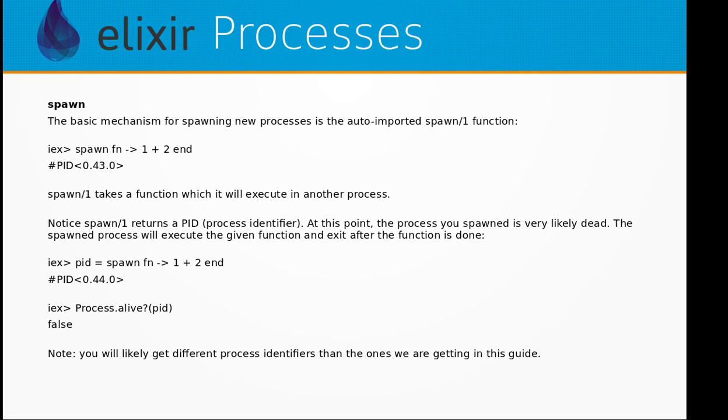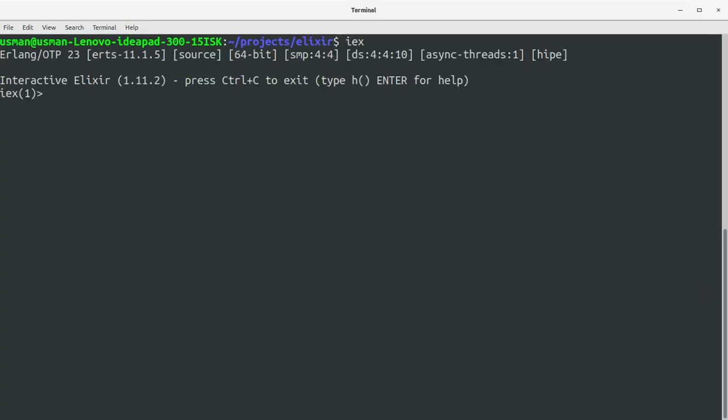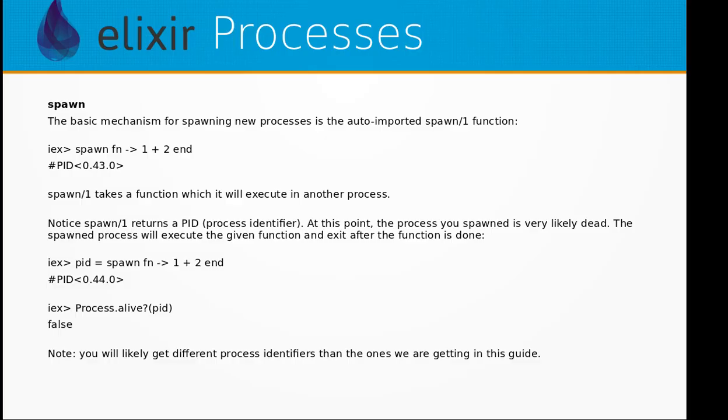Spawn. The basic mechanism for spawning new processes is the auto-imported spawn function. So let's try how it works. Let's enter the Elixir interactive mode and let's call the spawn function with 1 plus 2, and we got a PID. PID means process ID. Spawn takes a function which it will execute in another process. Notice spawn returns a PID, a process identifier. At this point, the process you spawned is very likely dead. The spawned process will execute the given function and exit after the function is done.